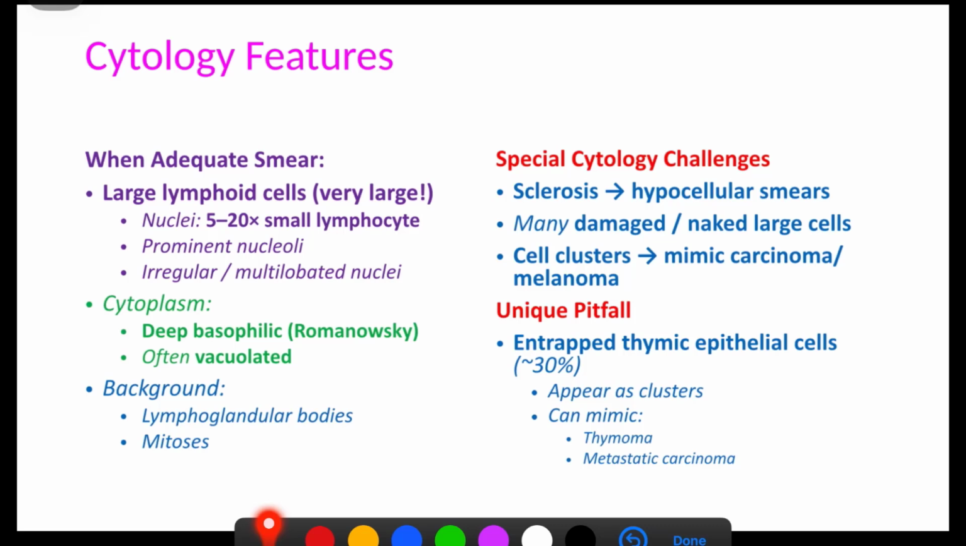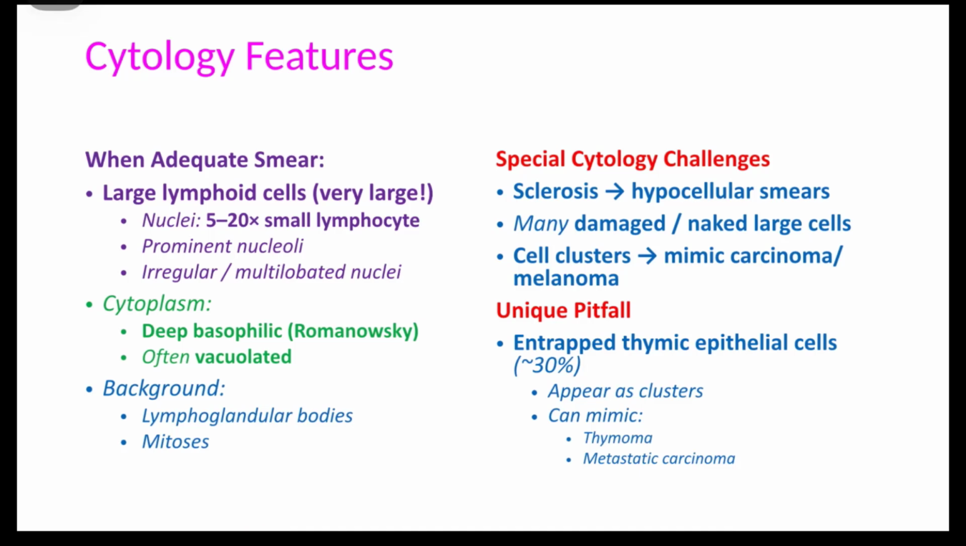Cytologically, it shows large lymphoid cells. Nuclei have a size of 5 to 20 times small lymphocytes, with prominent nucleoli and irregular, multilobated nuclei. Cytoplasm shows deep basophilic appearance and is often vacuolated. Background shows lymphoglandular bodies and mitosis.